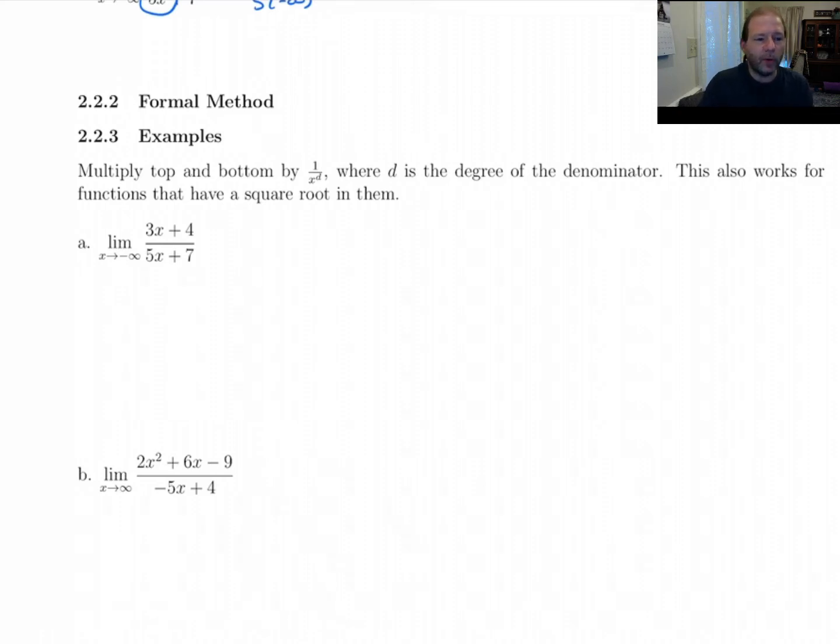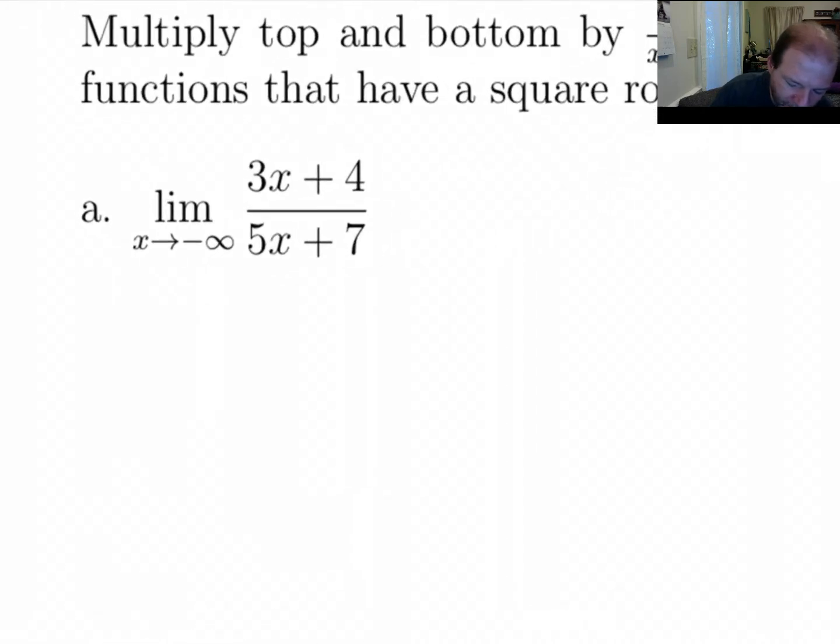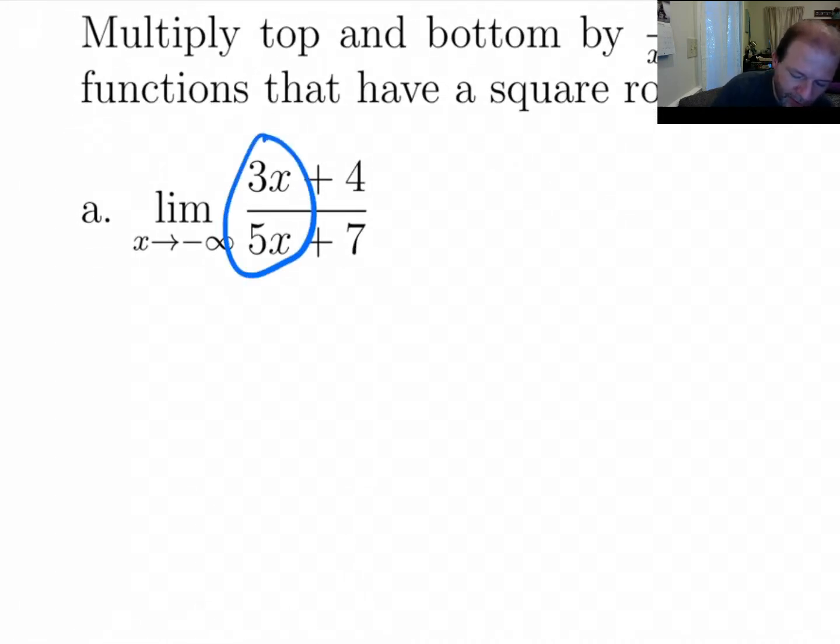All right, let's look at the formal method for doing these sorts of limits. Now, this example, before we do it with the formal method, let's just look at it. 3 over 5, this is going to give us 3/5 for our answer. But let's do this formally.